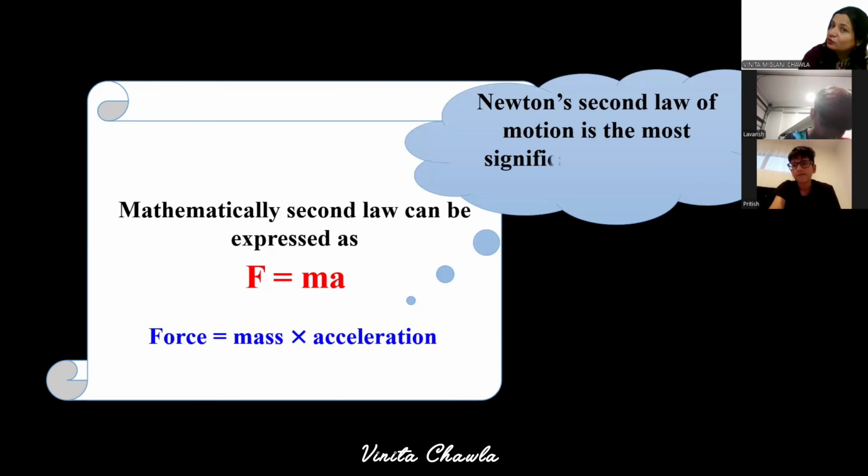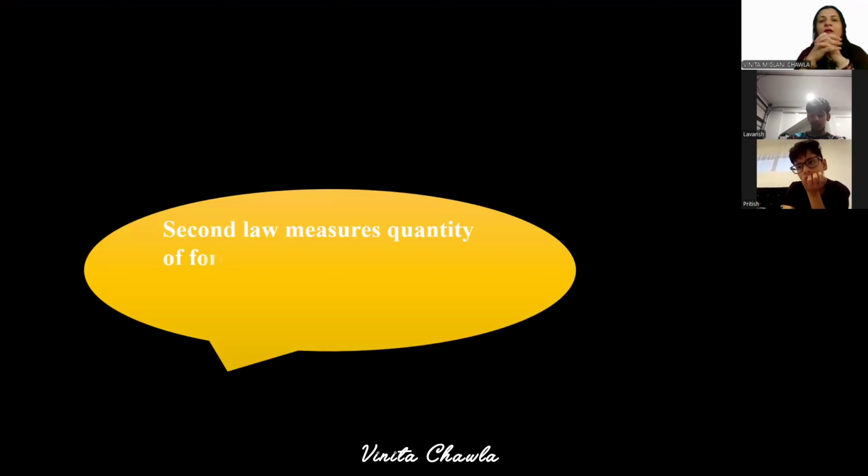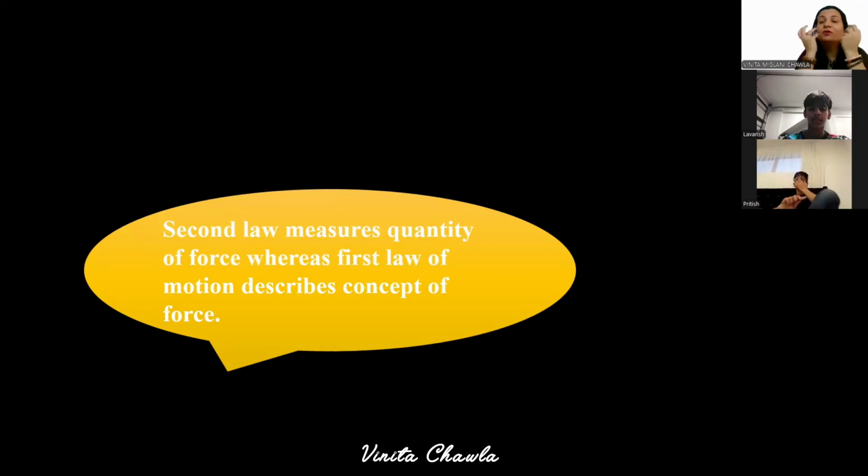And Newton's second law of motion is the most significant law among the laws of motion. You'll get so many numerical problems based on it, and we use this relation everywhere in mechanics. You have seen that we had a formula, F is equal to ma, where we relate force, mass, and acceleration. So Newton's second law of motion measures the quantity of force, it finds the force, whereas Newton's first law of motion describes the concept of force.